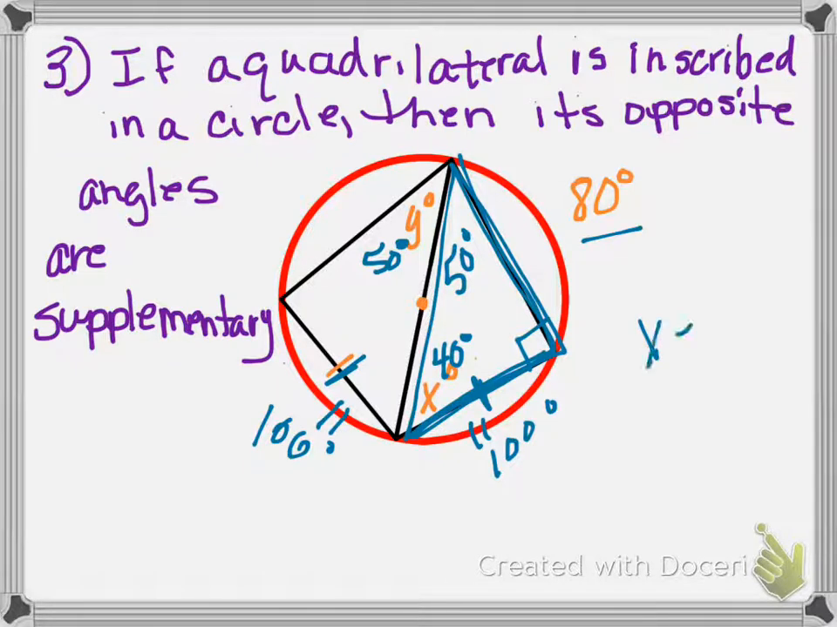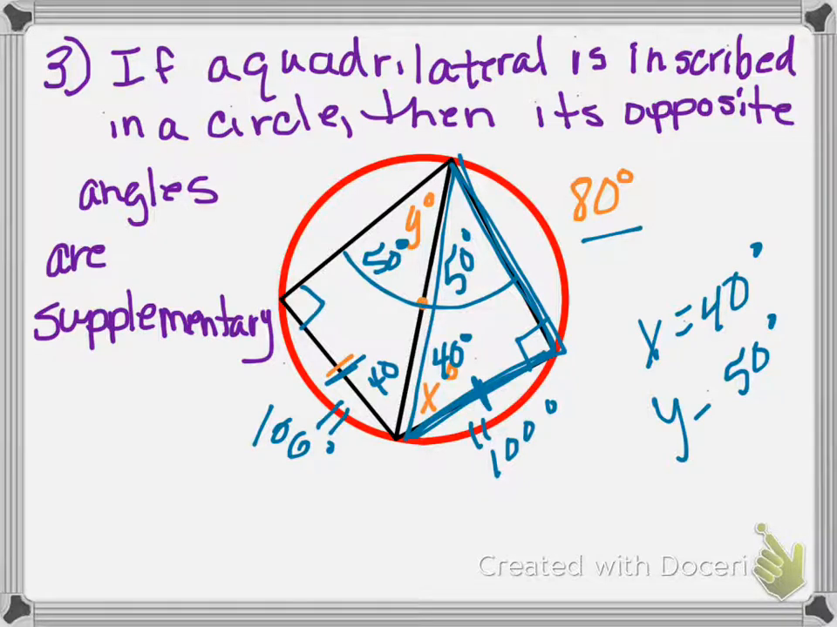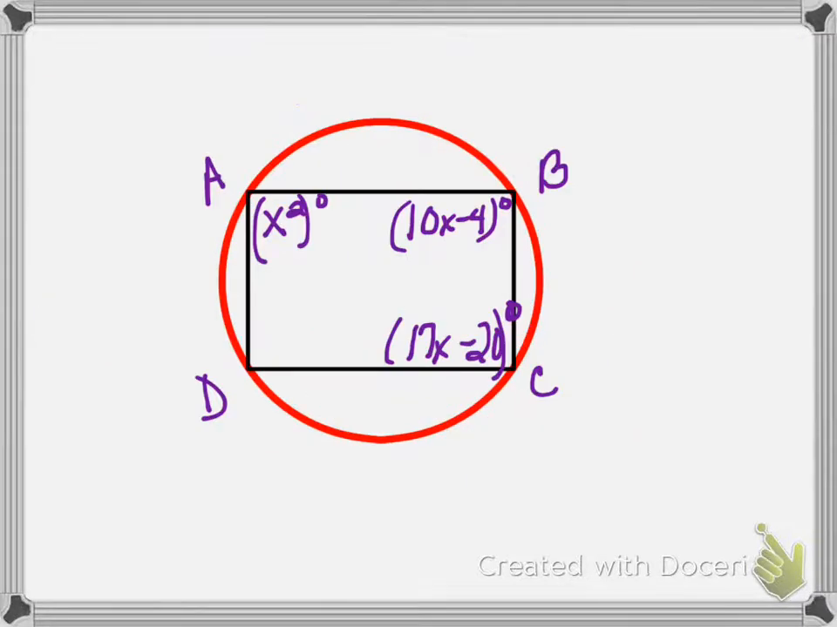So far we found x equals 40 degrees, y equals 50 degrees, but we're trying to prove that opposite angles are supplementary. Well, I see here that 50 plus 50 is going to be 100, and I know that this one's 40. I also know that this is 40 because that's a right angle, again inscribed in the semicircle. So that's 50 for that angle, 80 for that angle. They're opposite. They total 180. So there we have it.